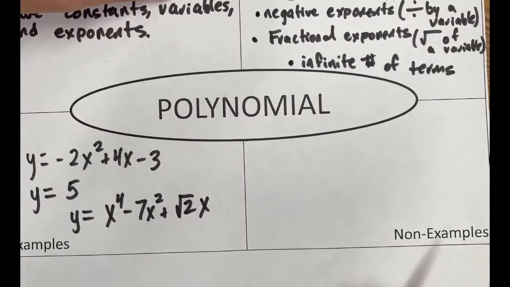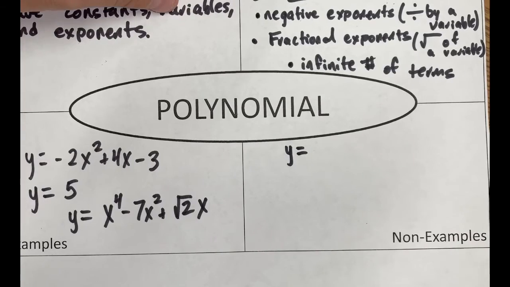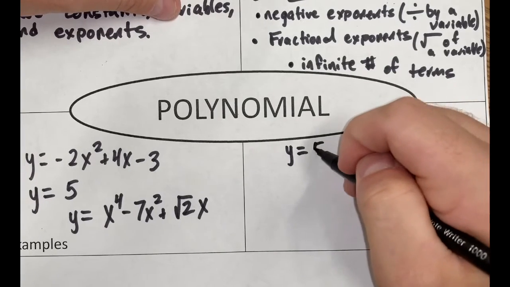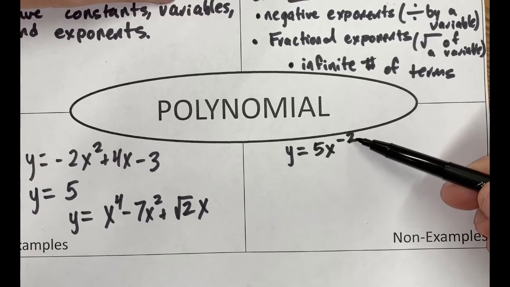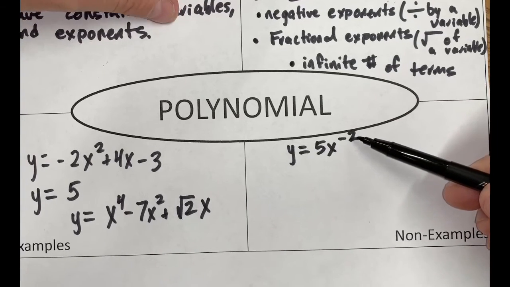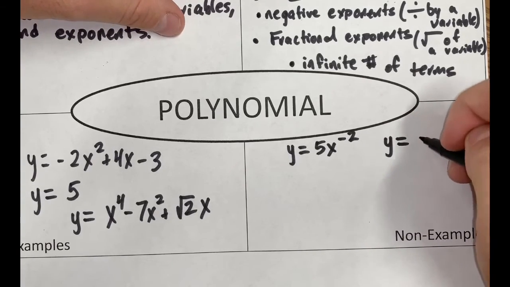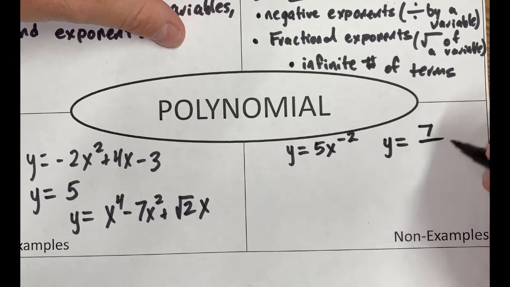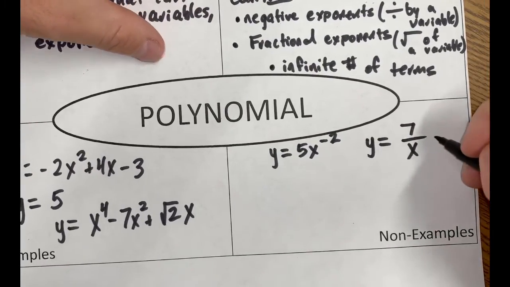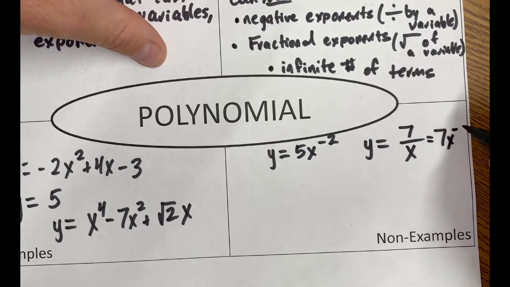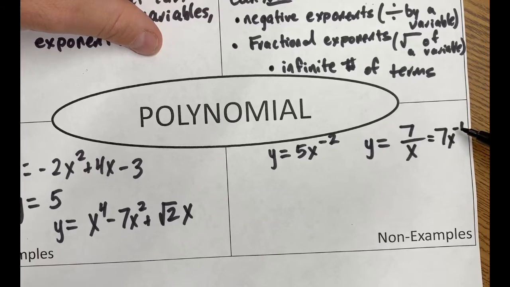Non-examples would result in fractional exponents, negative exponents, or an infinite number of terms. So y equals 5x to the negative 2 would not be a polynomial because we have a negative exponent. Dividing by a variable, so something like y equals 7 over x, would also not be a polynomial because this would be equivalent to 7x to the negative 1. So anytime we divide by a variable, it's equivalent to negative exponents.